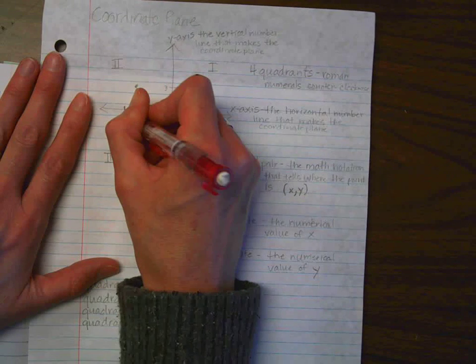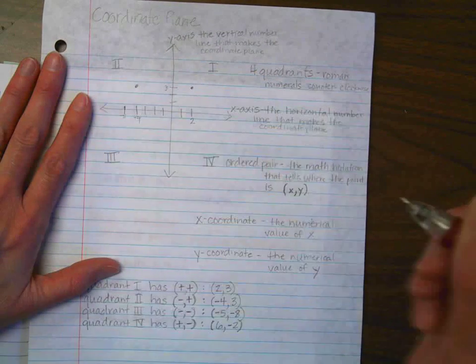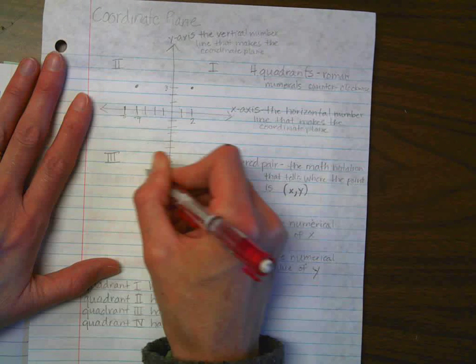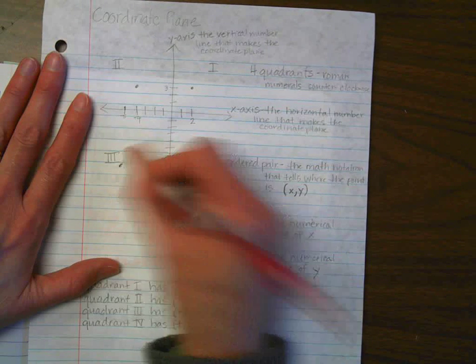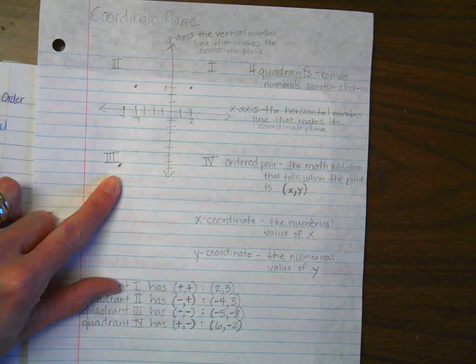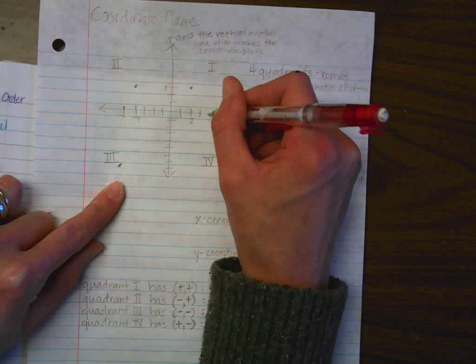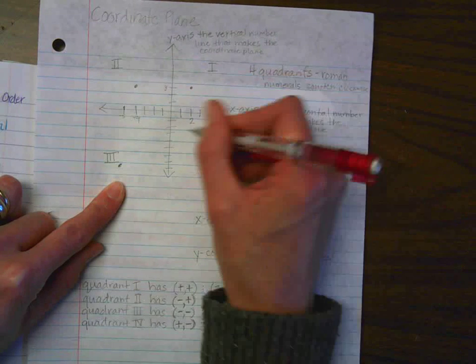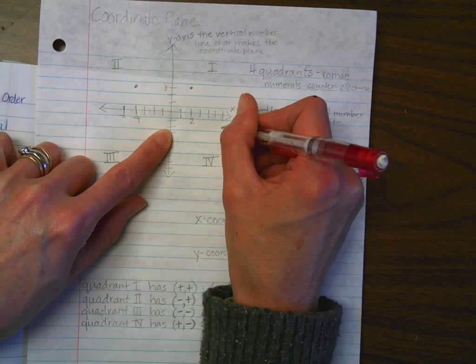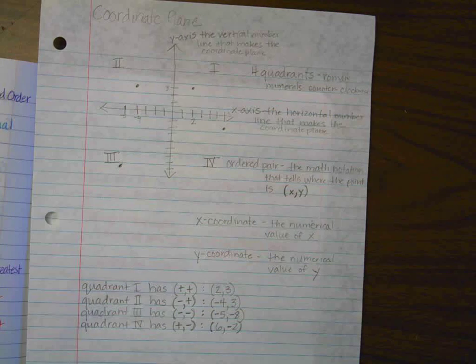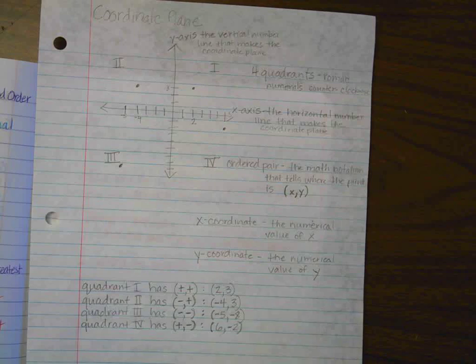Okay, this one is to the left 5 and down 8. 1, 2, 3, 4, 5, 6, 7, 8. So I go all the way over here, and that's where that point sits. Okay, and then my last one says to the right 6. So 1, 2, 3, 4, 5, 6, and down 2. So that's about here.